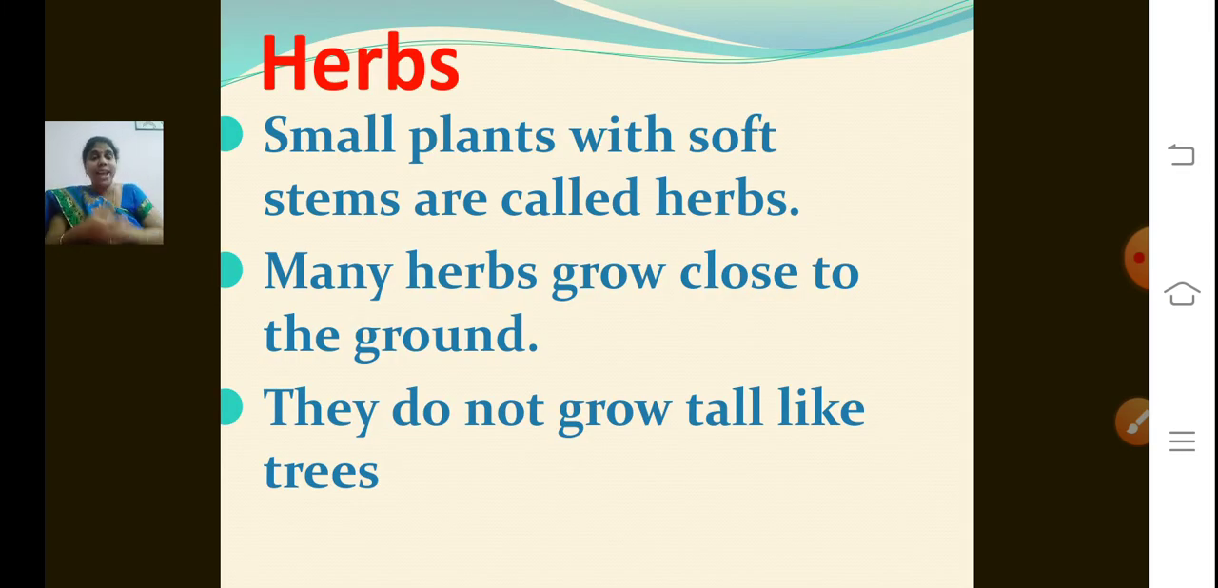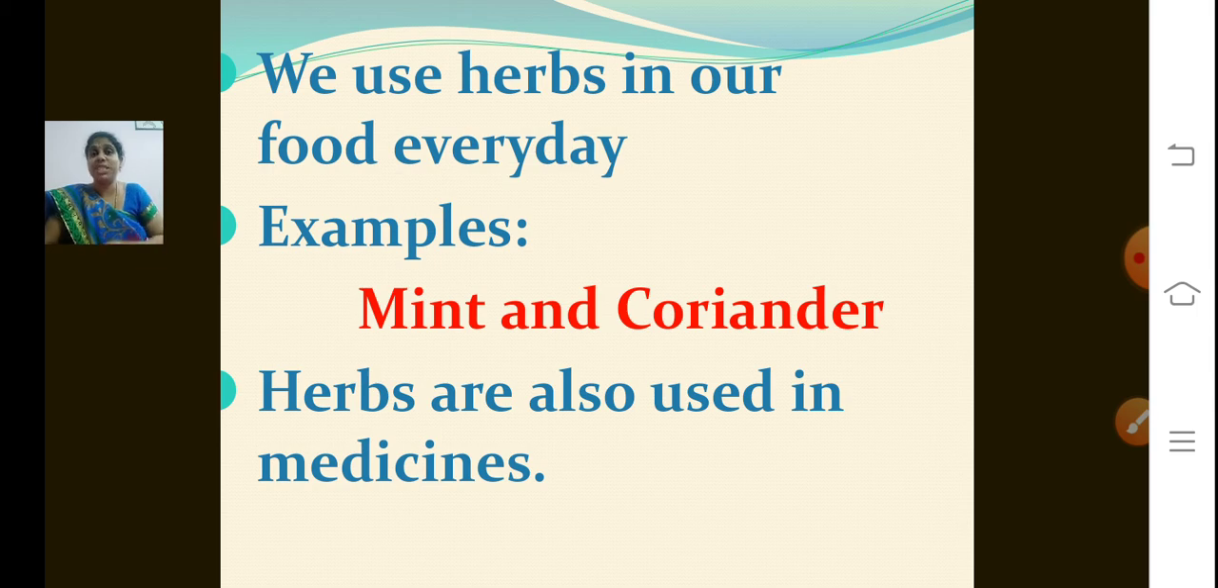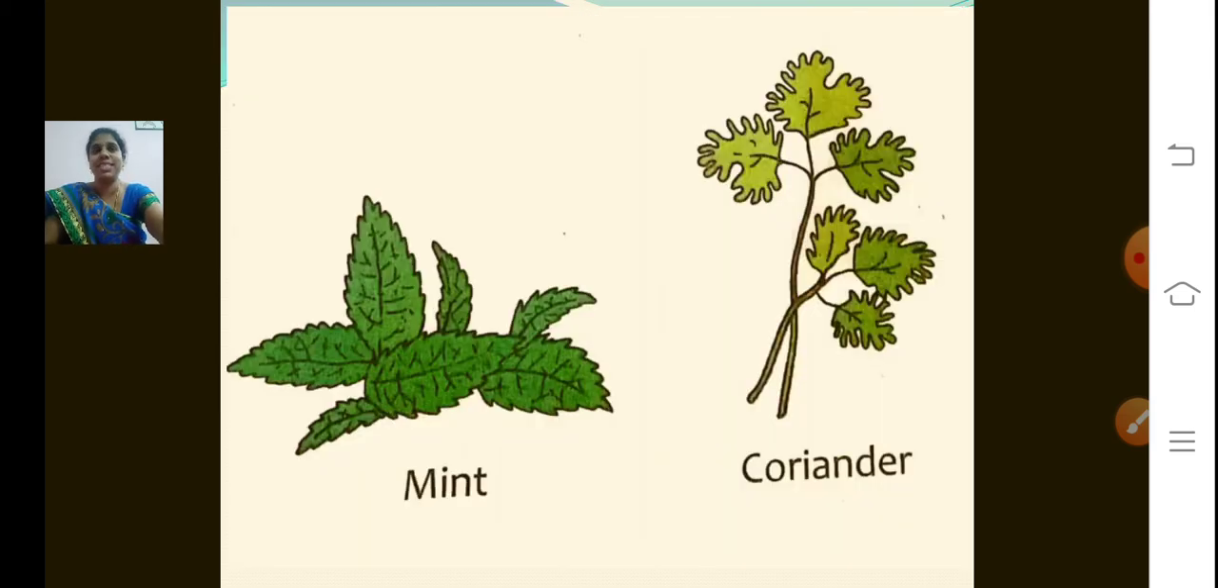And one more thing, herbs. It is a small plant with a very soft stem. Example, mint and coriander. It will grow close to the ground. They do not grow tall like trees. And we use herbs in our food every day, right? Coriander your mother will cook daily. Example, mint and coriander. Herbs are used in medicines.